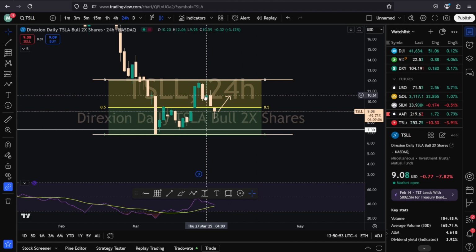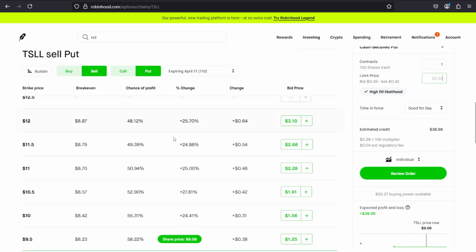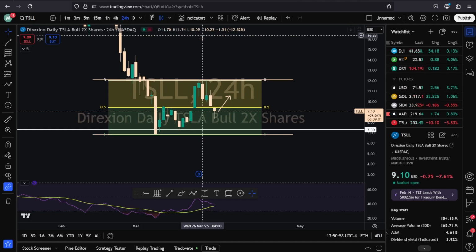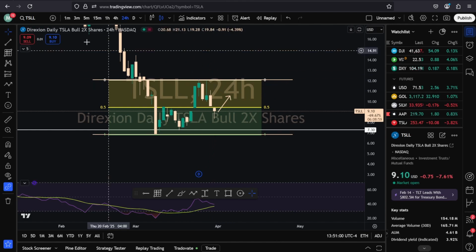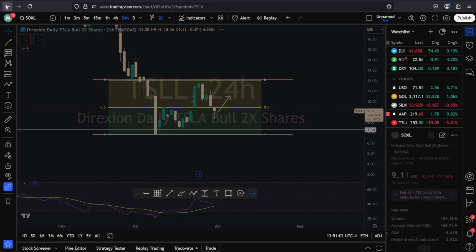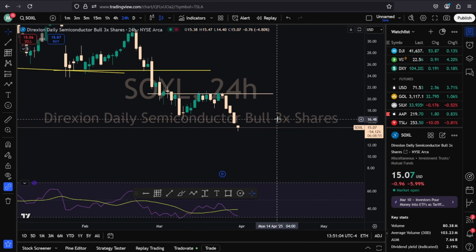So we profit $32. That $32 therefore contributes to another 4 free shares of TSLL. You rinse and repeat this process until you either get assigned on your position or you have enough shares that you're comfortable with on TSLL, and you start redistributing your funds into another ticker. Let's say you're long on SOXL.